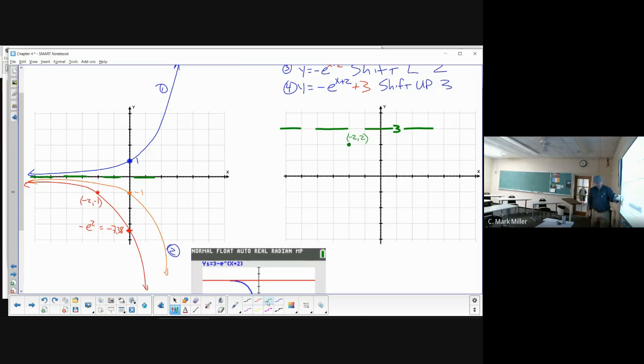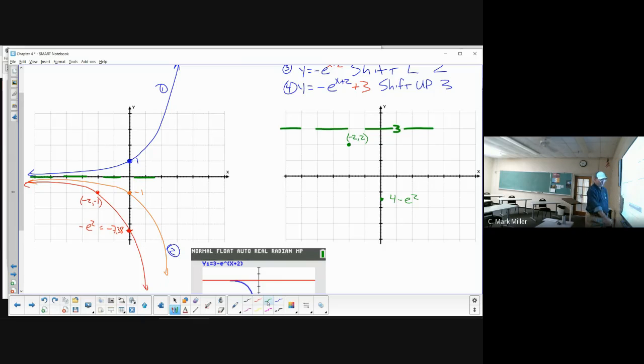The y-intercept goes up 3. Now, it's still going to be negative, right? Because if it's negative 7.38, roughly, it goes up 3, it's going to be negative 4 something, right? So it's going to be like up here. And that's going to be like 4 minus e squared.